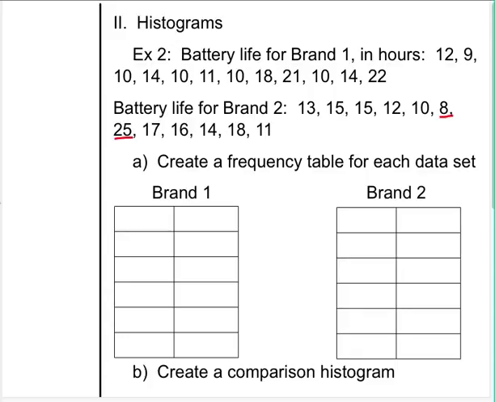And because we're creating a comparison histogram, we have to have the same intervals for each brand. So even though I don't have a data value as low as 8 in my brand 1, I still need to include that in the interval, because all of the intervals need to have exactly the same number of data values. And same intervals for my other brand.